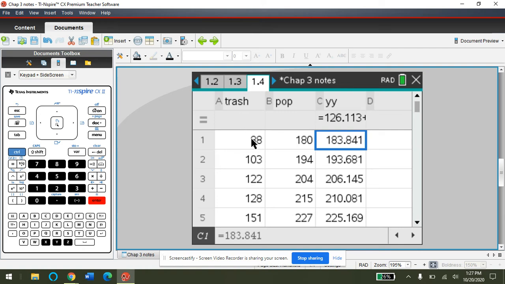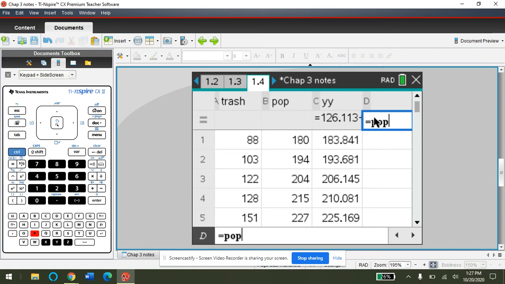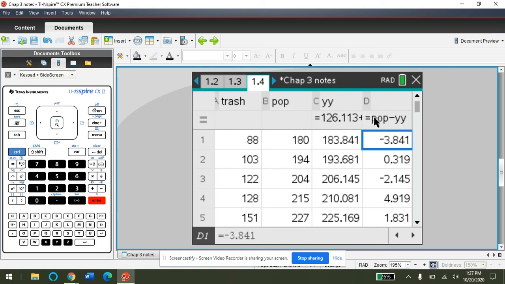It just took 88, plugged it in the equation, gave me the answer. Took 103, plugged it in the equation, gave me the answer. So it did all that for me. Now what else I can do is tell it my residual column is y minus y-hat. My y is pop. My y-hat I called YY. And it subtracts them for me.